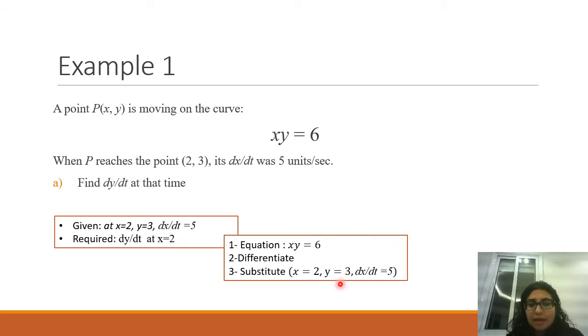Alright. Here are the three steps. Equation: what is the equation? It's already given, you don't need to work it out. It's xy equals 6. Then, second step, I will differentiate it with respect to time. Third step, I will substitute with the given input.